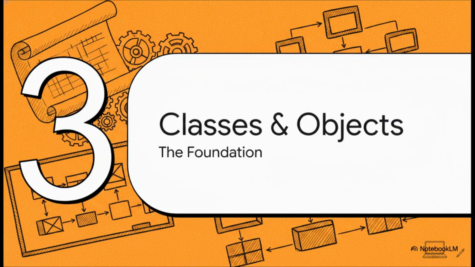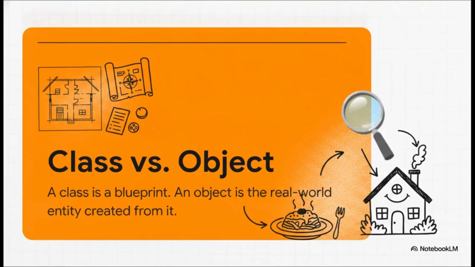Which brings us to Section 3, classes and objects, the absolute foundation. This is where the real architecture begins, guys. It's where we shift from theory into actual design. Think of a class as the blueprint, or a map. It's exactly like a cooking recipe. A recipe itself isn't food, right? It just tells you how to make the food. It dictates that a customer should have a name and a phone number.